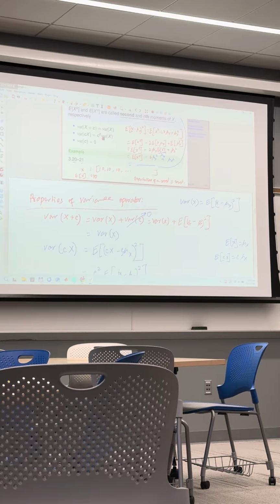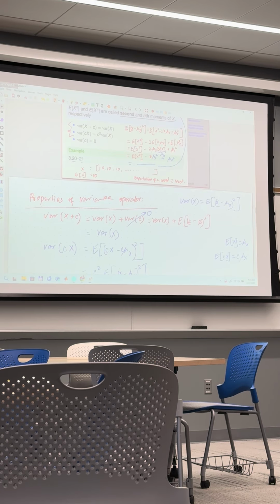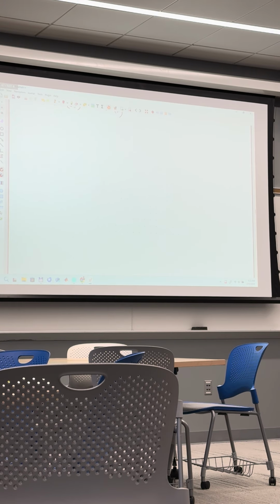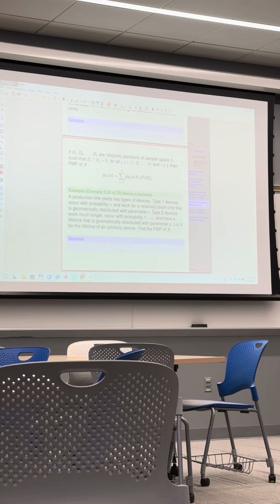So therefore, you may want to just bring these formulas in your formula sheet. So variance of a constant is 0, we are given. So variance of constant is 0. So that's all about this chapter.